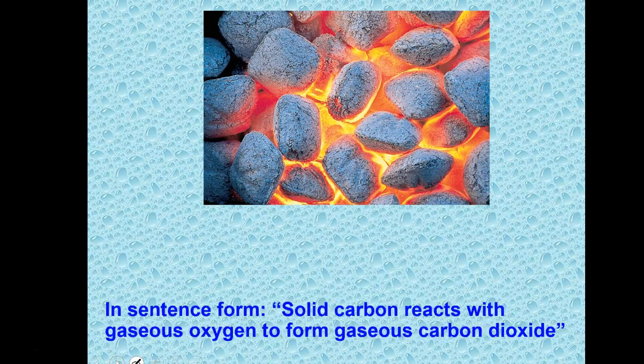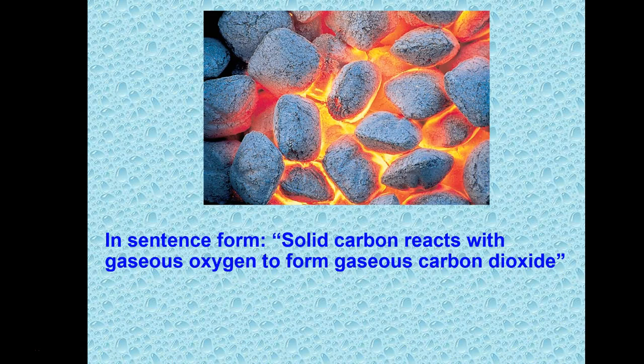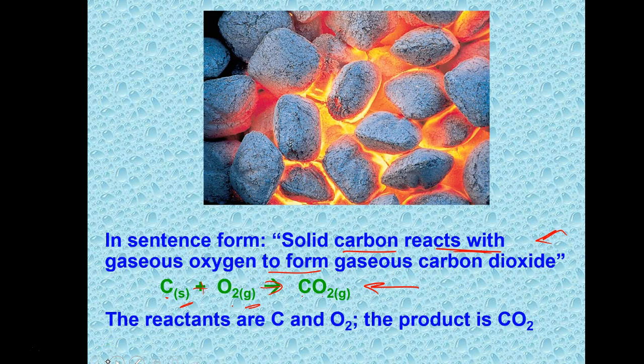Okay, so an example of one that looks like this is the sentence: solid carbon reacts with gaseous oxygen to form gaseous carbon dioxide. Putting it into a much shorter form, C representing carbon, that little S means solid, plus means reacts with oxygen. Remember, oxygen is one of our diatomic elements. That's a gas. To form, that's my arrow, carbon dioxide. Remember writing formulas? And it is a gas. So this is a whole lot easier than that. Saves you a lot of effort. Reactants are carbon and oxygen. Product is CO2.